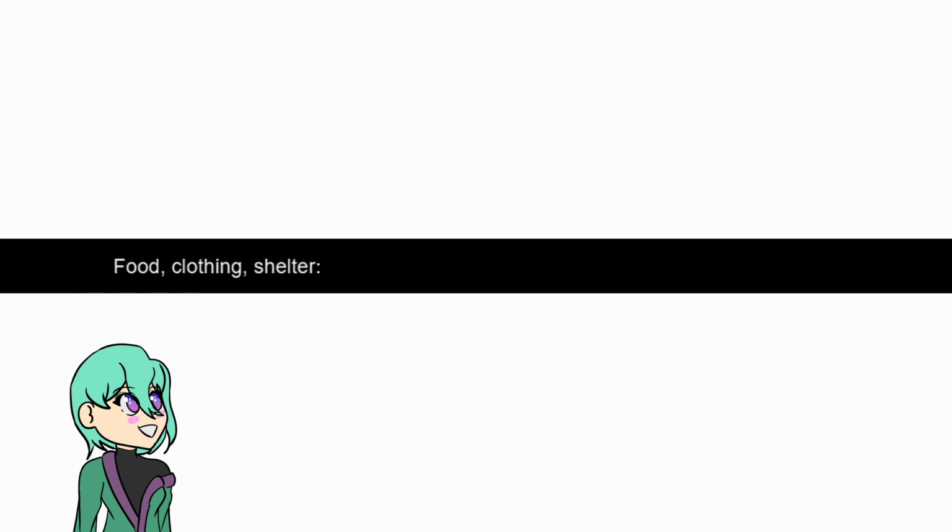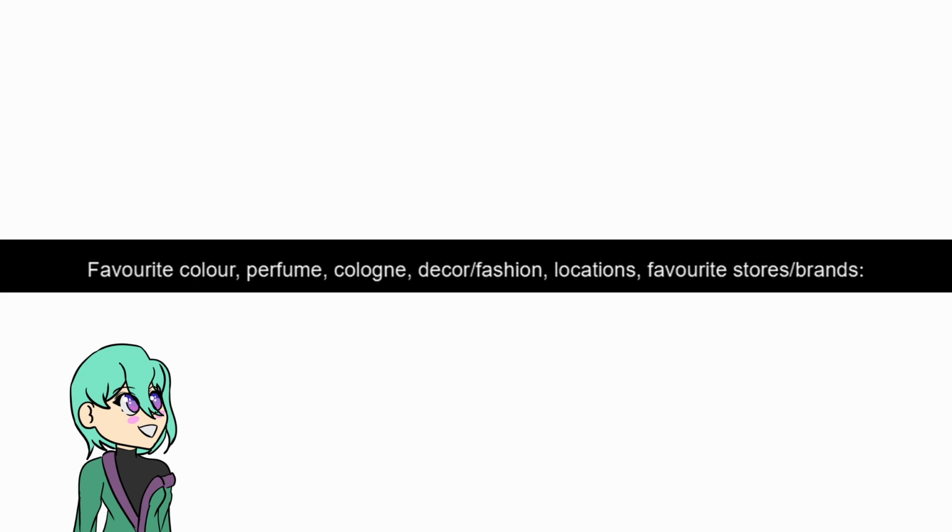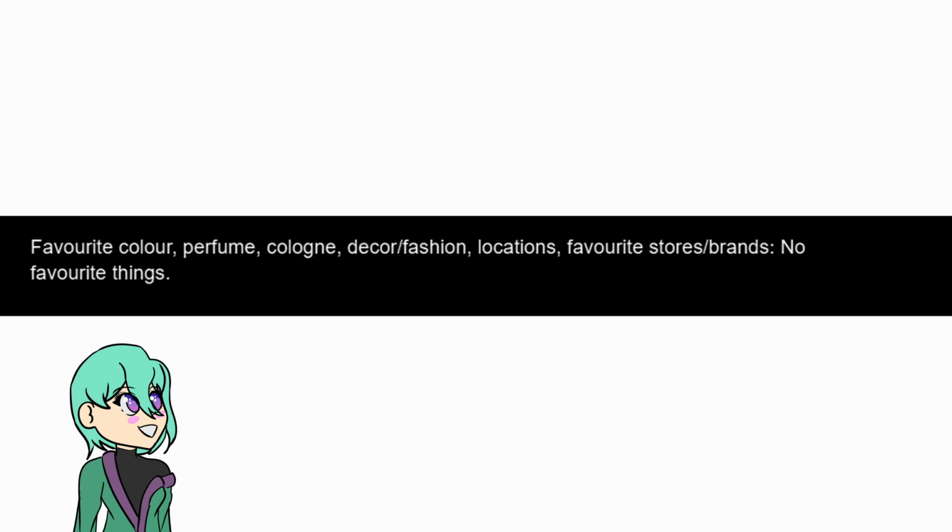Honestly, I don't really know what it means by food here, so I'll just skip it. For their shelter, it means where they live. And fashion is just how they dress. For example, John lives in the slums of Oak City. He dresses like a stereotypical thug. Personally, I love making up brands and stores. I feel like it makes the world livelier. But for convenience's sake, I'll say John doesn't have any favorites.